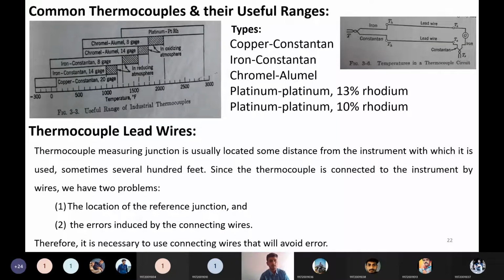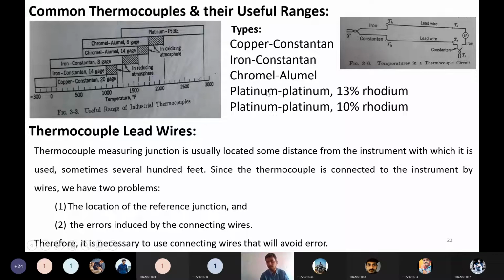Then next is the common thermocouples and their useful ranges. For example, there are five different types of commonly used thermocouples. One is copper constantan, another one is iron constantan. A thermocouple has to be constructed with two dissimilar metals. For example, copper will be the positive metal and constantan will be the negative metal. In the case of iron constantan, iron will be the positive metal and constantan will be the negative metal. And chromel will be the positive metal and alumel will be the negative metal.